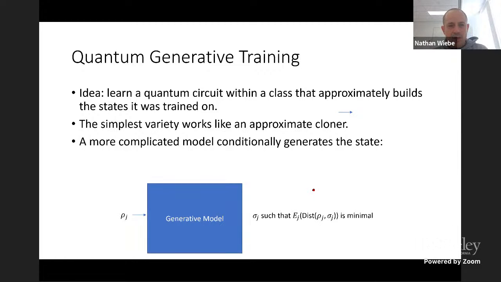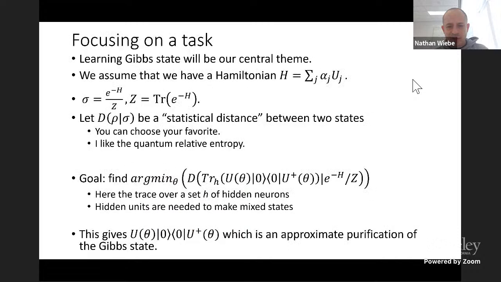If we're not just feeding in a single state, but instead feeding in a conditional state, we can also think about that in the exact same language. But what we need to do is consider an expectation value over all of the distinct states that are fed into it. So that's basically how you can end up generating not just a state, but also a family of particular states using this type of idea.